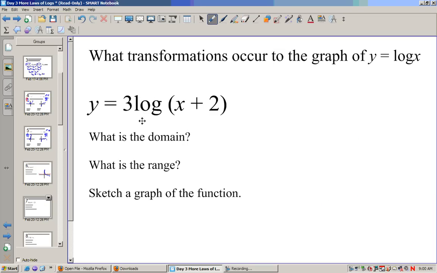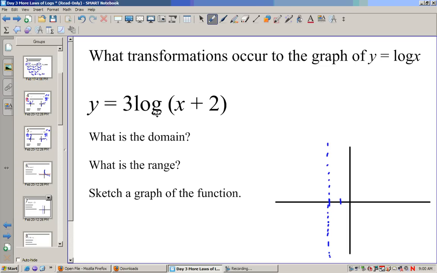Alright, so let's do this: 3 log of x plus 2. Now take a second and see if you can sketch this on your own. Alright, hopefully you've paused the video and sketched it. This x plus 2 is going to move it to the left 2. And now pretend like this is our new y-axis.